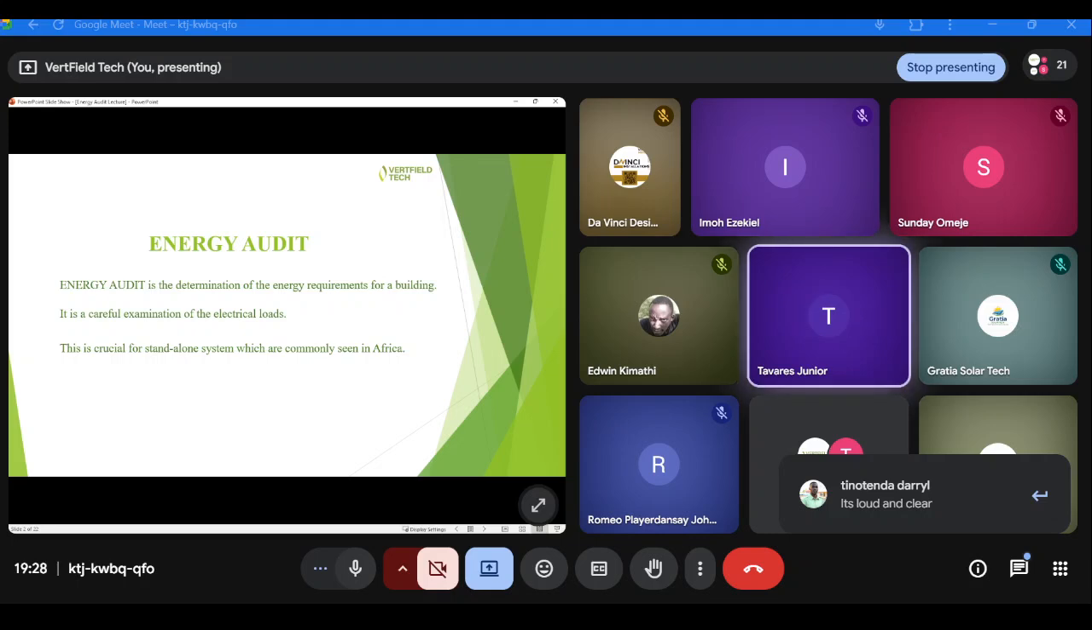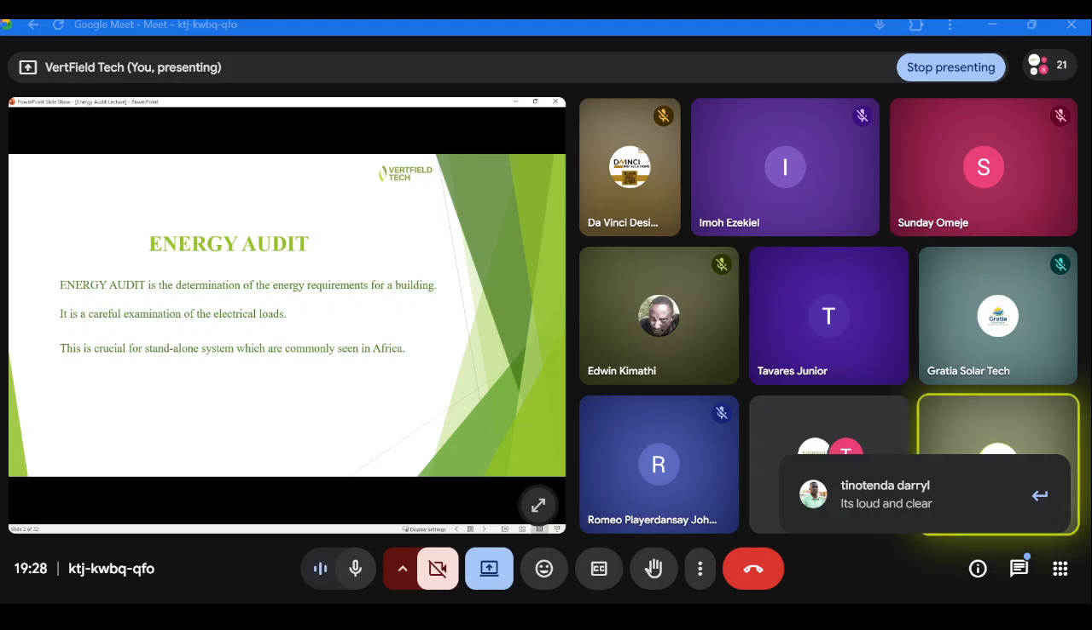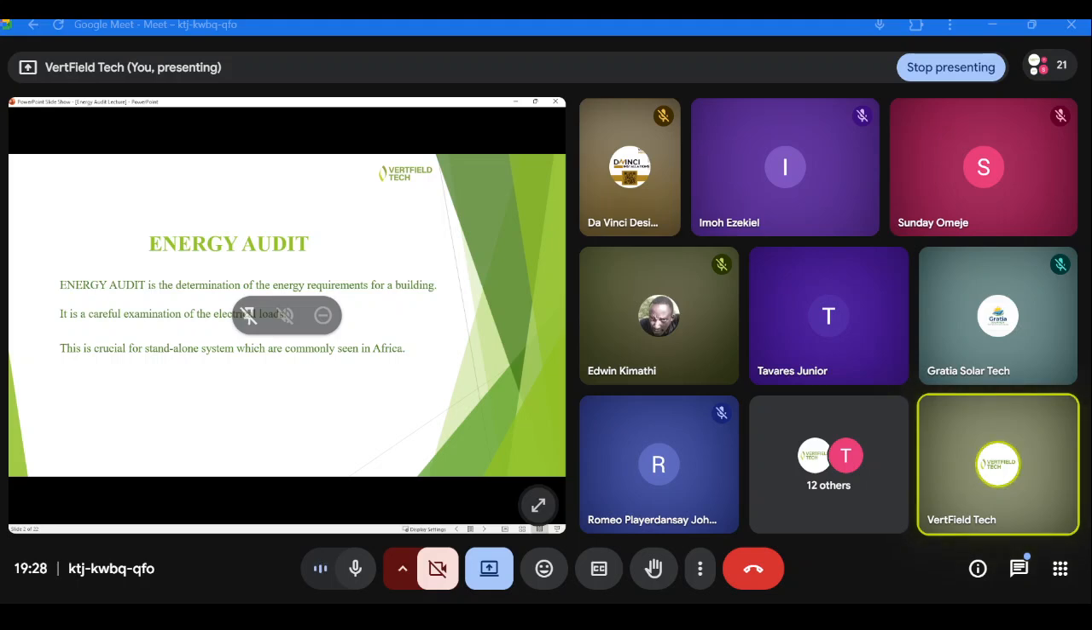Energy audit. Okay, very good. Thank you so much. Energy audit it is. So I needed to be sure that you all can see the screen clearly so that we can be on the same page and on the same pace. Thank you. All right.